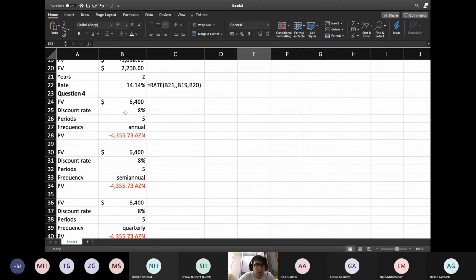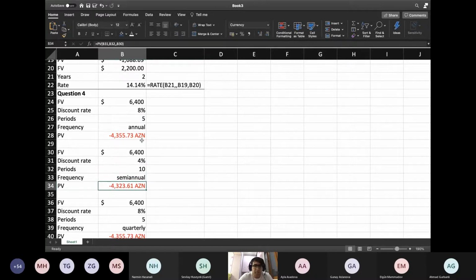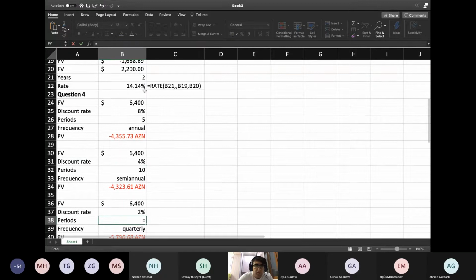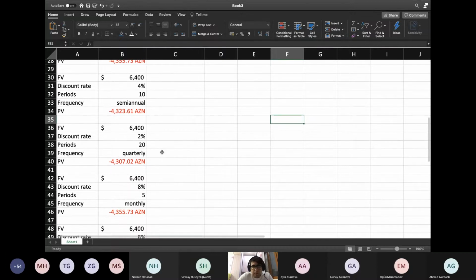If this is semi-annual and the rate is annual, in order to find the semi-annual rate, we just divide 8% by 2. As well, we are multiplying the number of periods, increasing the number of periods. You see it changed. It decreased also. In quarterly, let's divide by 4 and multiply 5 by 4. Because we are multiplying periods, dividing rates. It changed, as you see, and decreased also. It will keep decreasing.